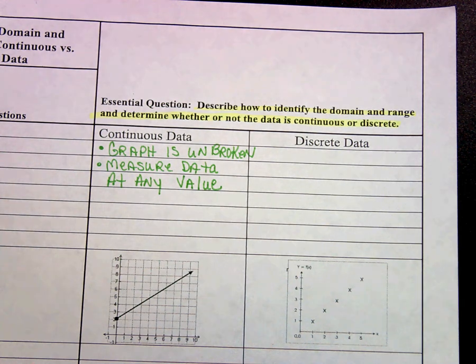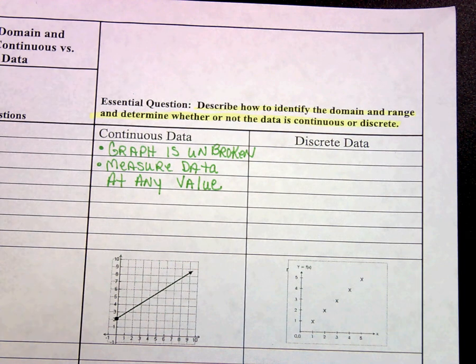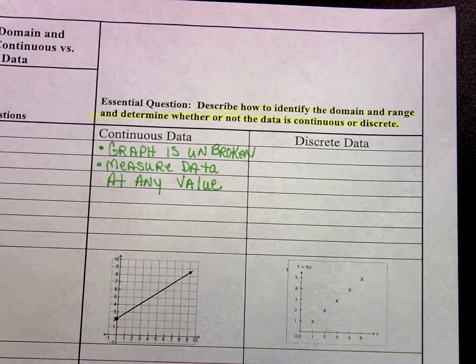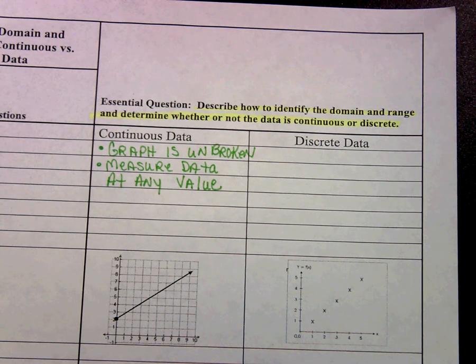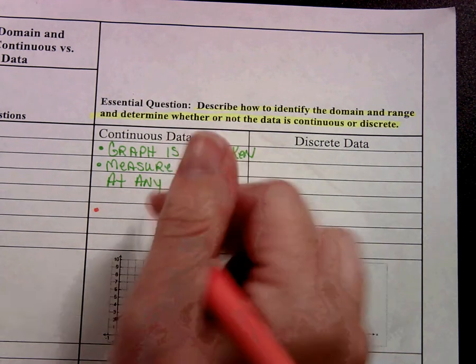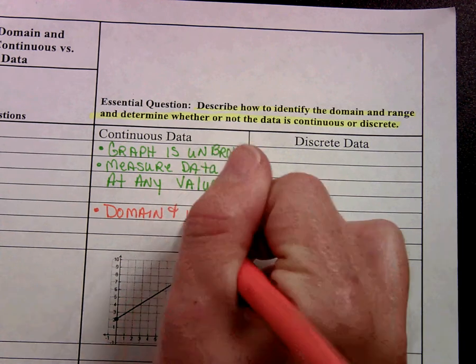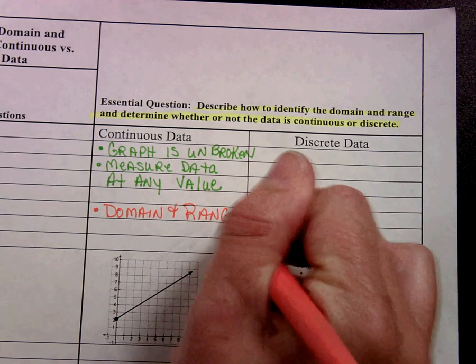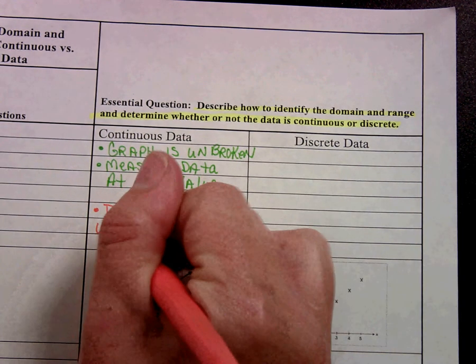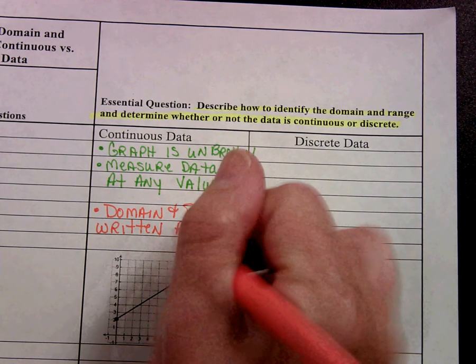For example, I could measure your weight at any given age. I could measure it when you're 3.5 years old. I could find out your weight when you were 3 years and 4 months. We could measure it at any given point. One really important thing to remember is that when we write the domain and range for this data, the domain and range will be written as inequalities when we're talking about continuous data.